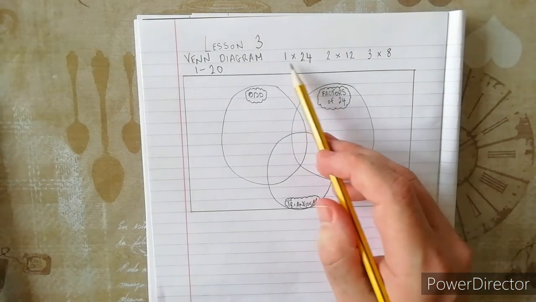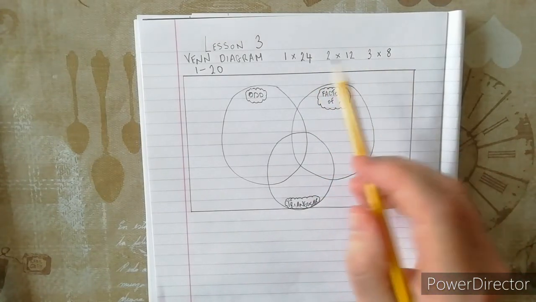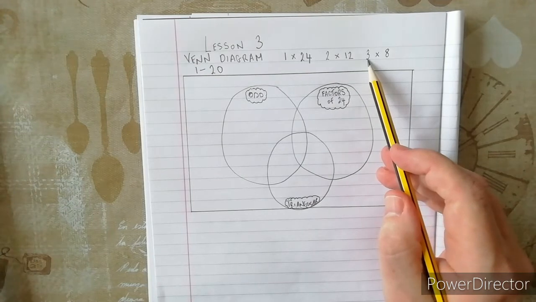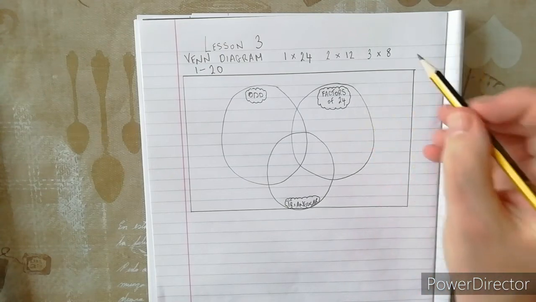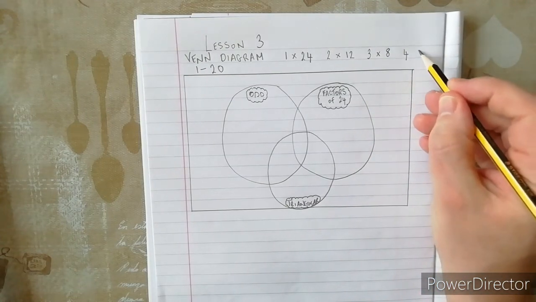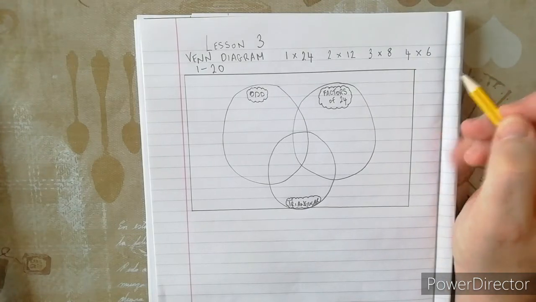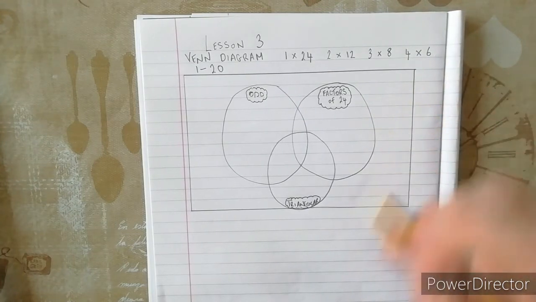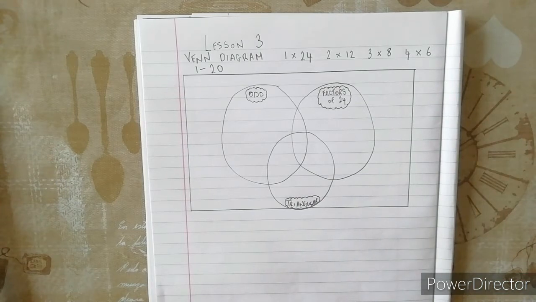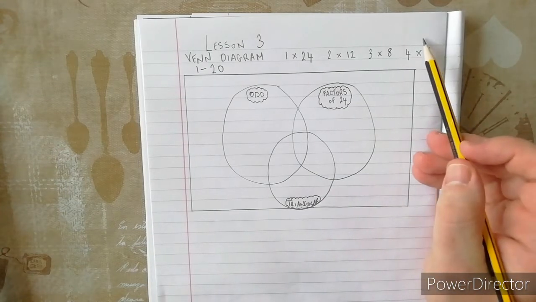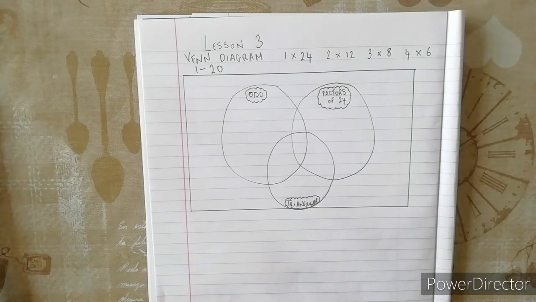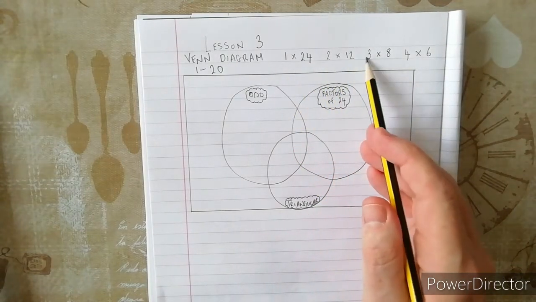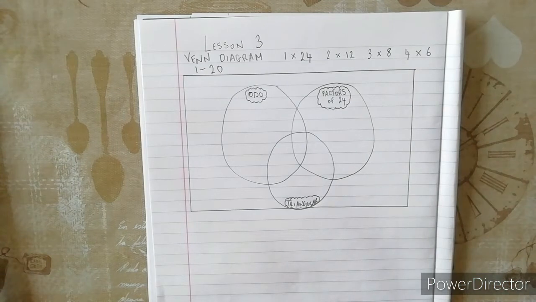Now, can you notice that these numbers are getting closer together? 1 and 24, 2 and 12, 3 and 8. The next group of factors will be 4 times 6. And 4 goes into 24 and 6 goes into 24. So the only number I'm now left with, because they're getting closer together, is 5. And 5 is not a factor of 24. So I've got all of the answers. 1, 2, 3, 4, 5, 6, 7, 8. So 8 factors of 24.